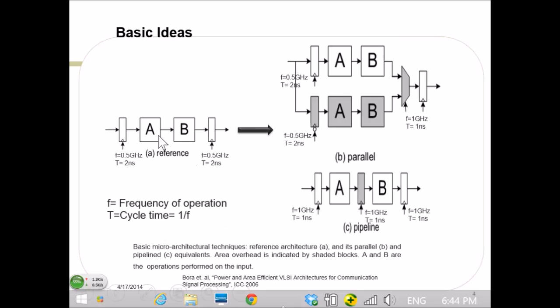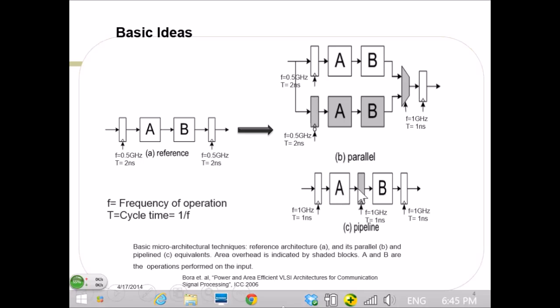In terms of the basic ideas, I think most of you are familiar with parallel processing and pipelining. You have a base design. Say for instance, I'm operating at 0.5 gigahertz, 500 megahertz, which is a 2 nanosecond cycle time. I have two operations that I want to do, A and B. These could be any operation, like an addition, subtraction, or multiplication. Now, instead of running at 500 megahertz, can I do it faster? I can process more samples per second by putting in two parallel paths. That's essentially parallel processing. If these two operations are independent, then I can do parallel processing. But if there is a dependency between the operations, then you cannot.